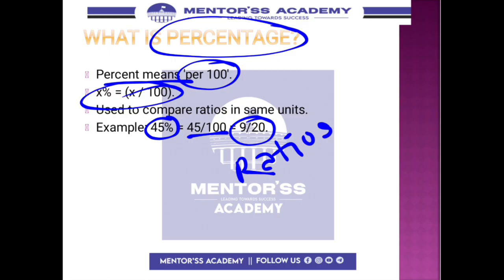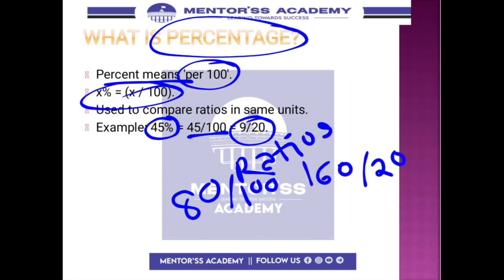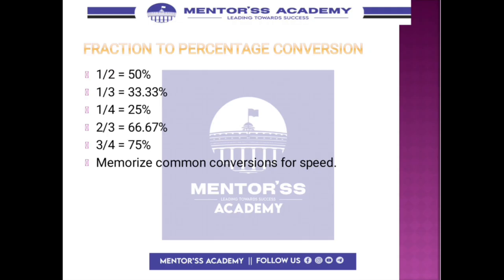For example, if a student scores 80 marks out of 100 and another scores 160 out of 200, both have the same percentage, that is 80%. So this makes comparison fair and uniform. Let's understand what are some of the conversion tricks we need to have in mind.